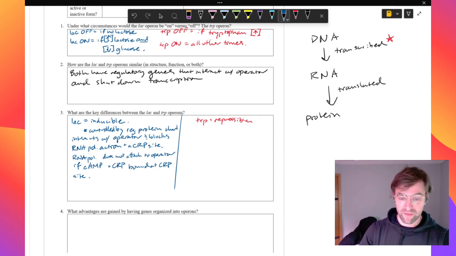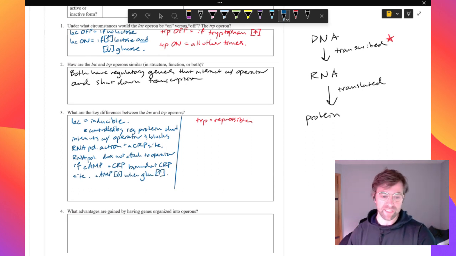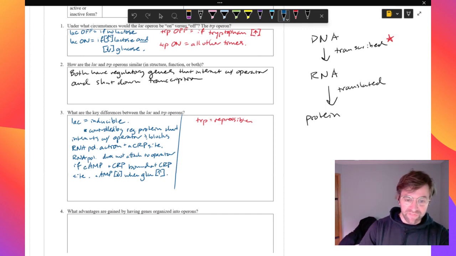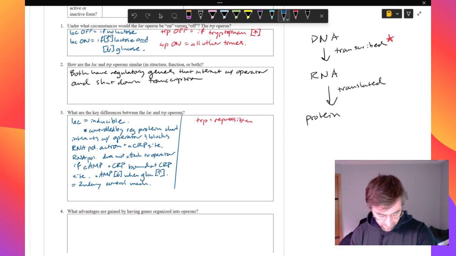Cyclic AMP levels in cells tend to be low when glucose is present. So cyclic AMP is low when glucose is in high concentrations, highly available. And as a result, even if lactose is present at relatively high levels, the second control keeps production of the enzymes for digesting lactose at very, very low levels if glucose is also present. So it's a secondary control mechanism. Cool.